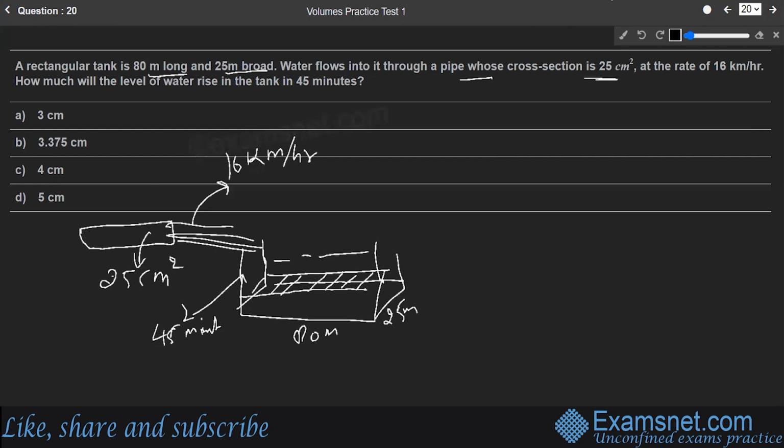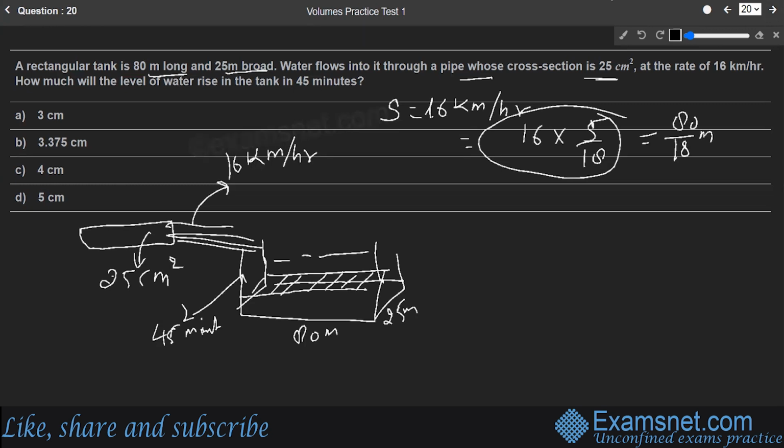So let us find out something. First of all, all the dimensions need to be in meters, so we need to convert every dimension into meters. First of all, the speed is given as 16 kilometer per hour. So this speed can be converted into the actual speed. Kilometer per hour is converted into meter per second by multiplying by 5 by 18. So that is 16 into 5 by 18, which is going to be 80 by 18 meter per second. Now this is going to be the speed.